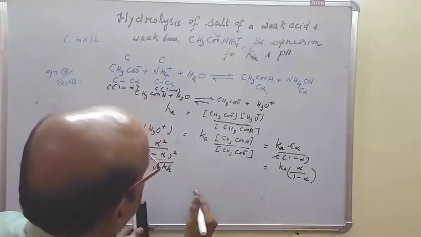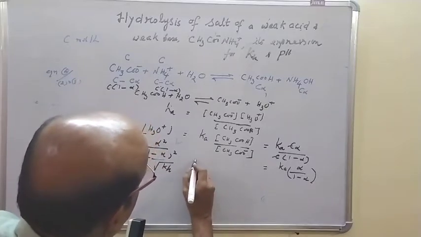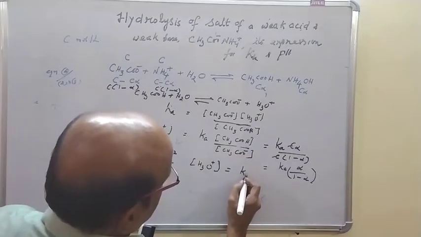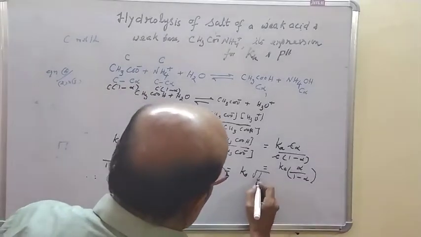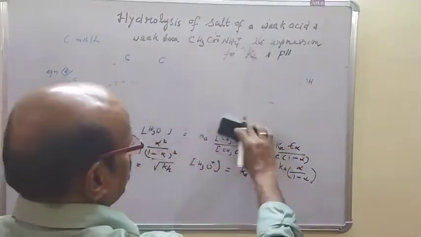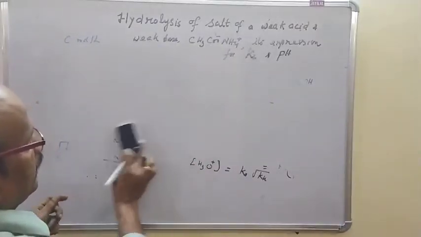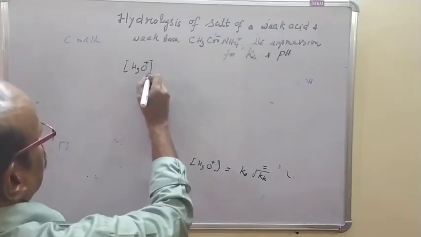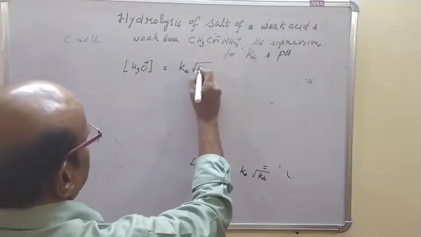So we have the expression that H3O plus concentration is equal to Ca into alpha, and alpha by 1 minus alpha is square root of KH. So now we got the expression for the case of the salt: the concentration of hydrogen ion of such a salt is equal to Ka into square root of KH.